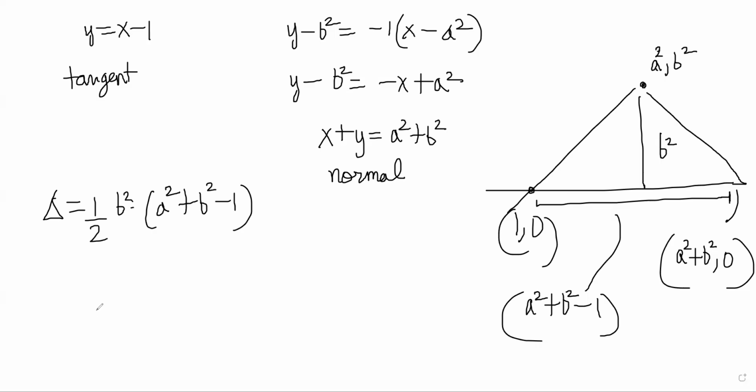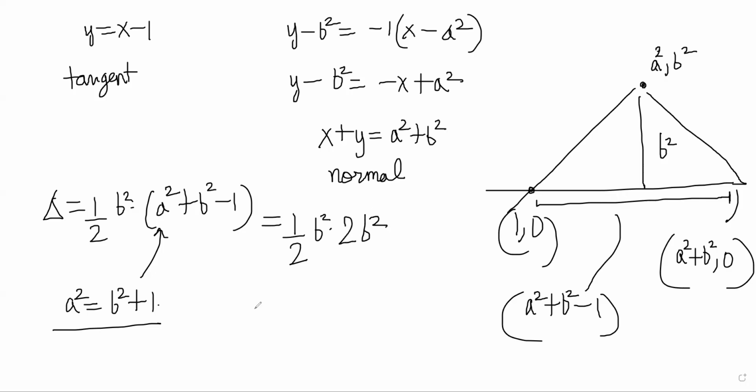But we already know that a square is equal to b square plus 1. So if you put that here, we get equal to half into b square plus 1 plus b square minus 1. So 2b square. So it is equal to b power 4. So the del is equal to b power 4.